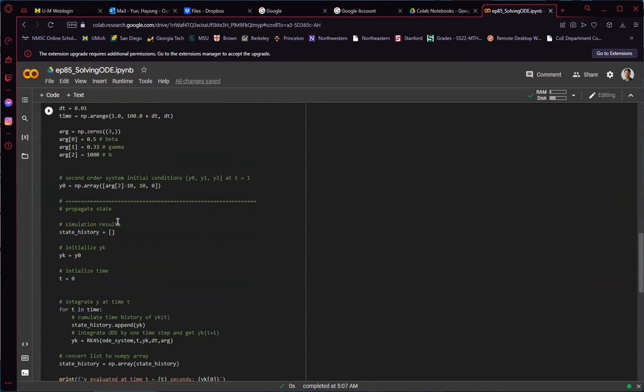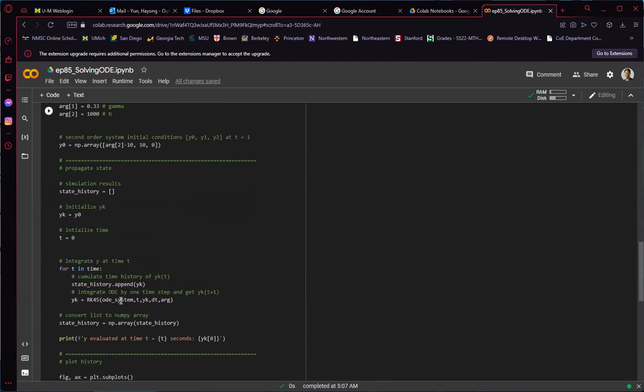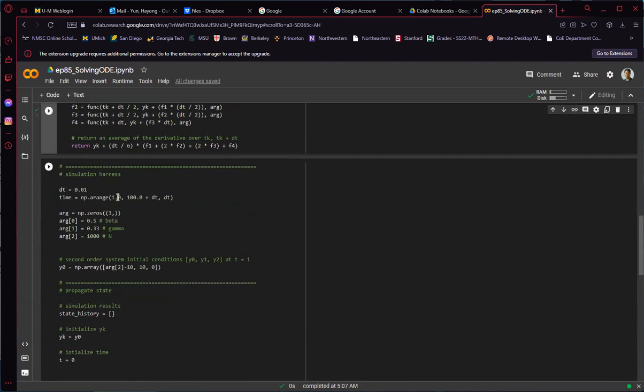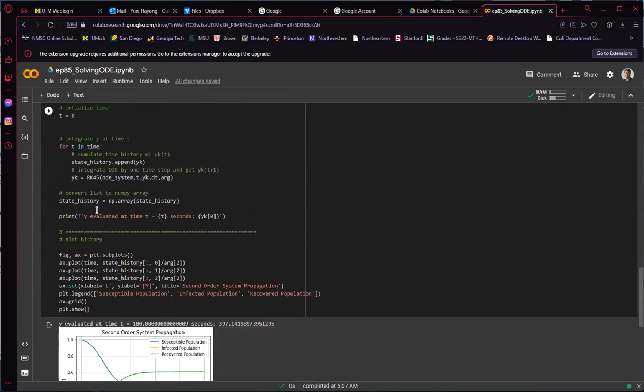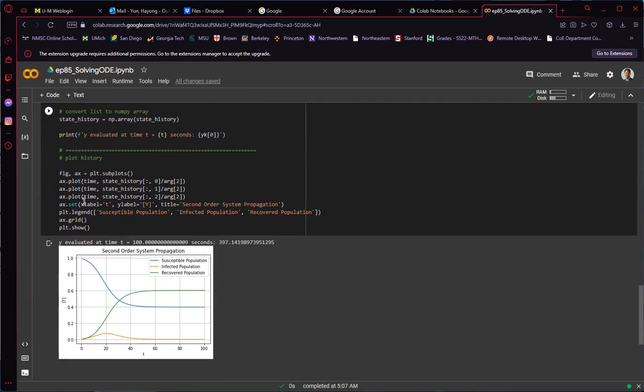So we pass that function here to Runge-Kutta, and then the t, yk, dt, and arguments will solve one time step and get our yk, which is accumulated. And we do this over all the time variables here. Right? So we can do this, and it will compute all the 100 time steps. Then we can print it and plot the time history of the susceptible, infected, and recovered population.